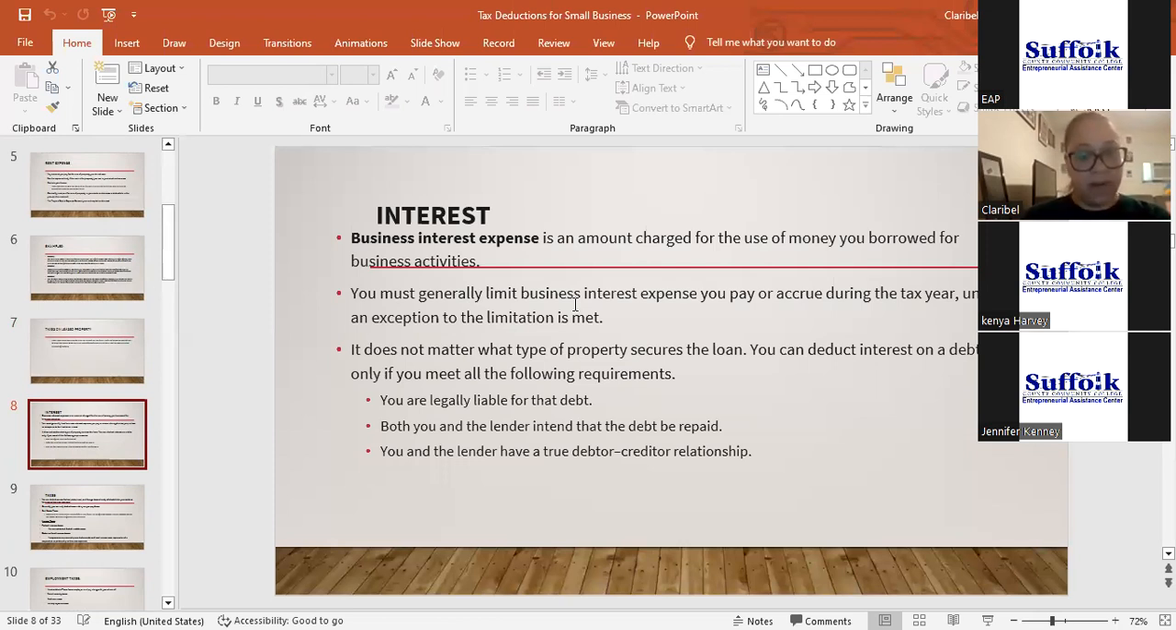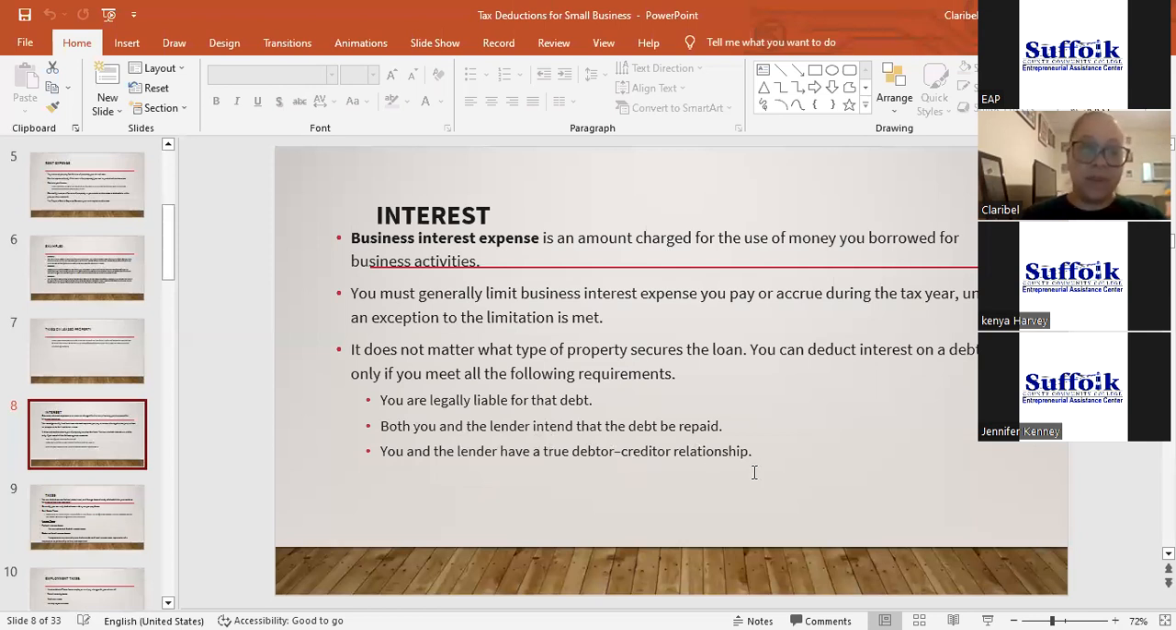You must generally limit business interest expense you pay or accrue during the tax year, unless you have an exception, and these are specific to each business. It does not matter what type of property secures the loan. You can deduct interest on a debt only if you meet all the following requirements. You are legally liable for that debt. Both you and the lender intend that the debt be repaid. You and the lender have a true debtor-creditor relationship.